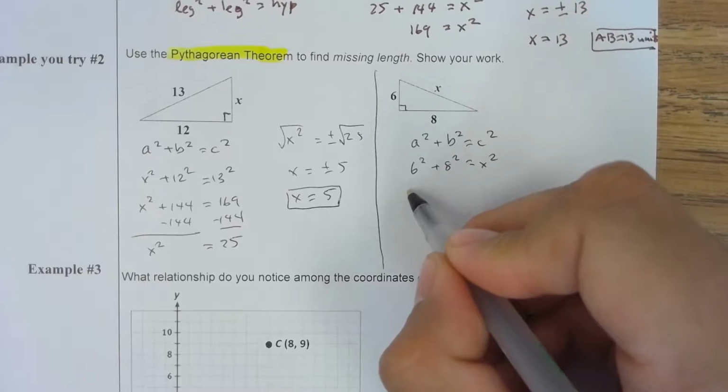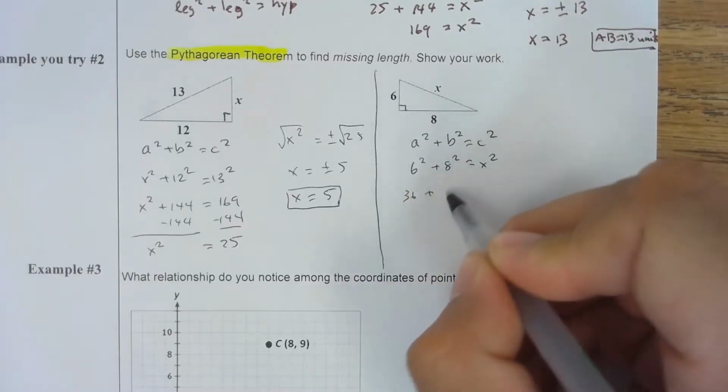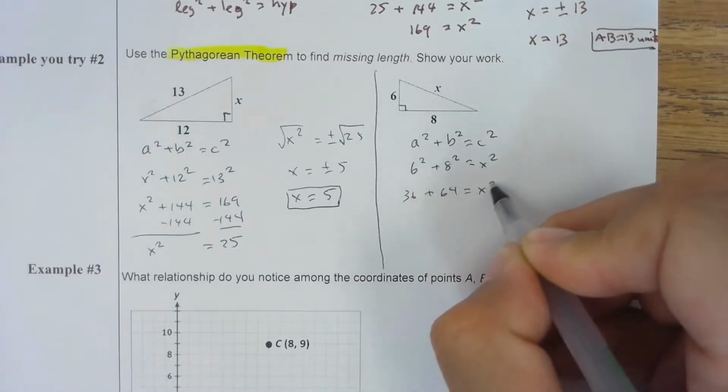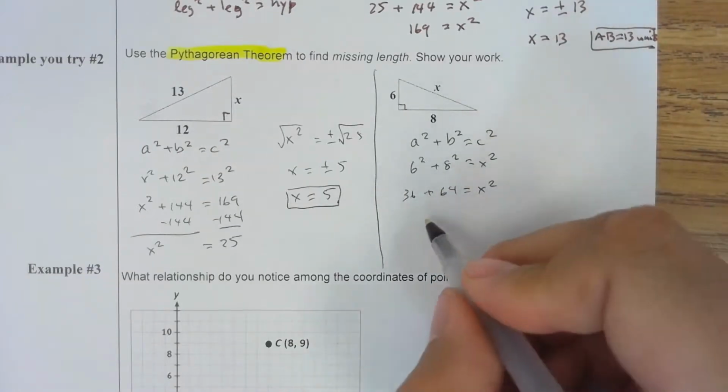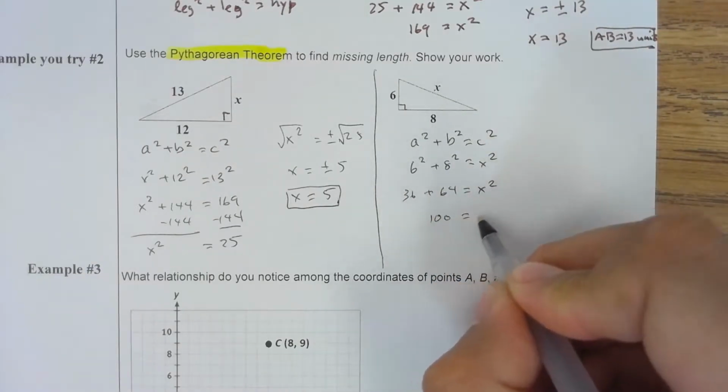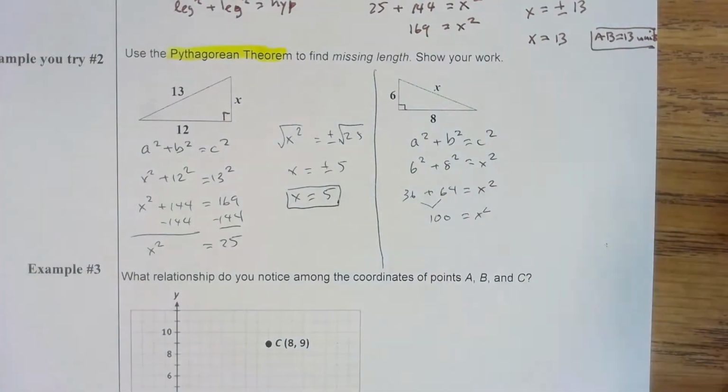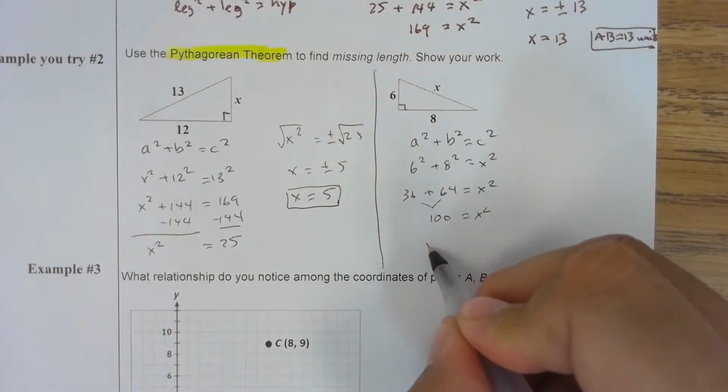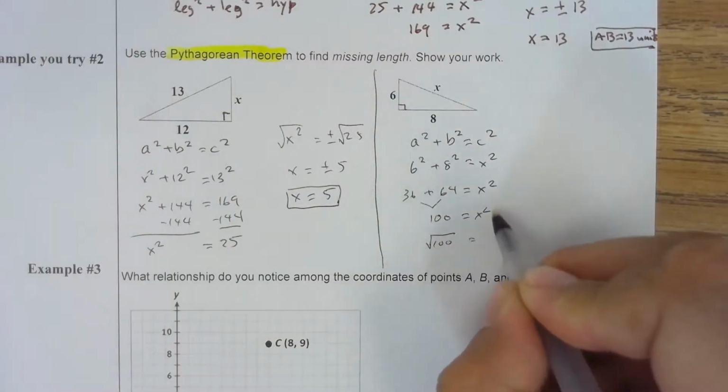This right here, 6 times 6, 36. 8 times 8, 64 equals x squared. These two are like terms, so that adds up to 100. And then to solve it, you have to square root both sides here to get rid of that square.